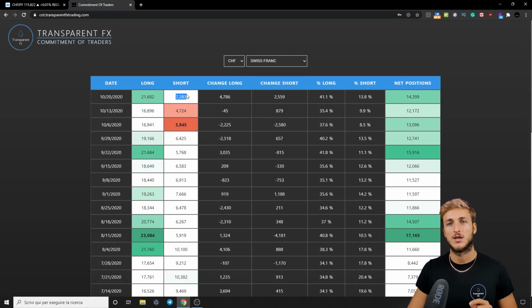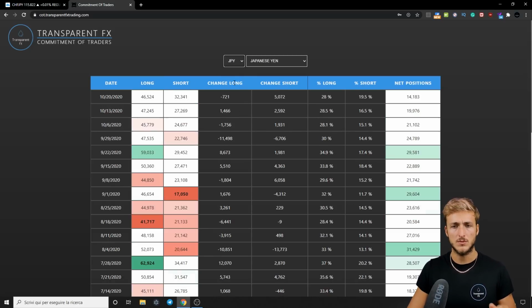So the CHF is still quite strong. And if we go and see what we have from a JPY perspective, we can see that on the JPY with the last report, hedge funds have closed 720 longs and opened 5K shorts. So definitely the CHF is getting weaker, with net positions gradually decreasing from 29K all the way down to the 14K that we currently have.